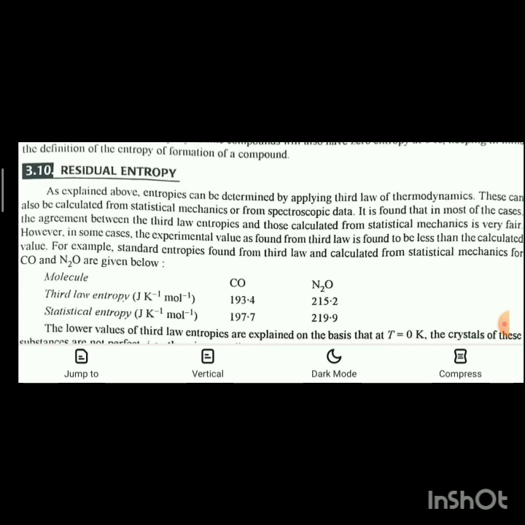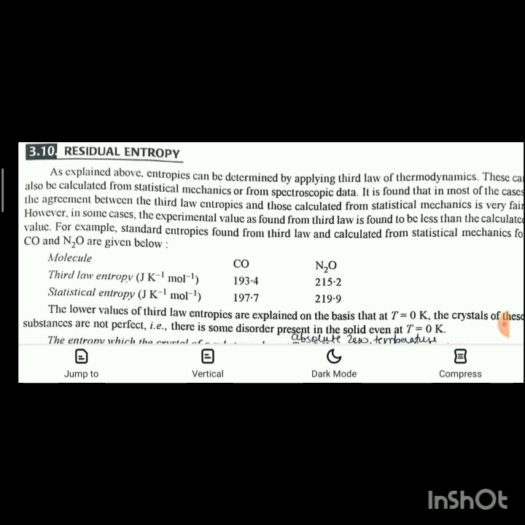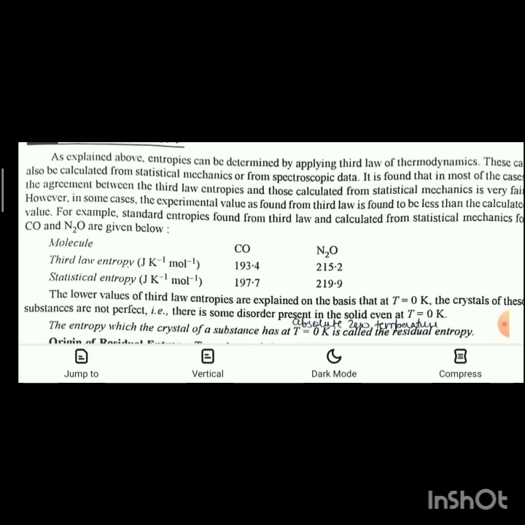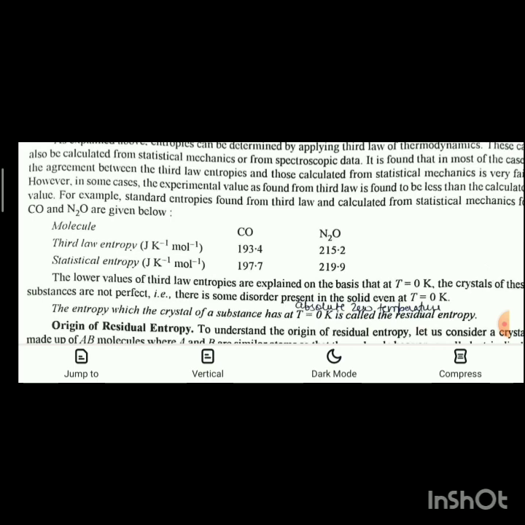Molecule, third law entropy in joule per Kelvin per mole, and statistical entropy in joule per Kelvin per mole, is given as: molecule CO, third law entropy 193.4, statistical entropy 197.7. For N2O, third law entropy equals 215.2, statistical entropy equals 219.9. These entropy values are in joule per Kelvin per mole.